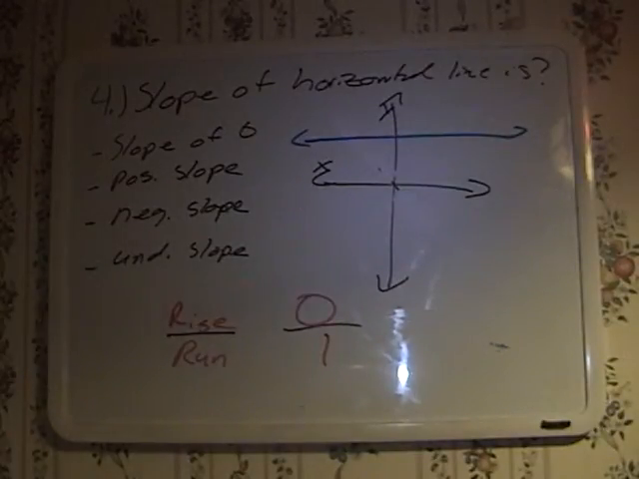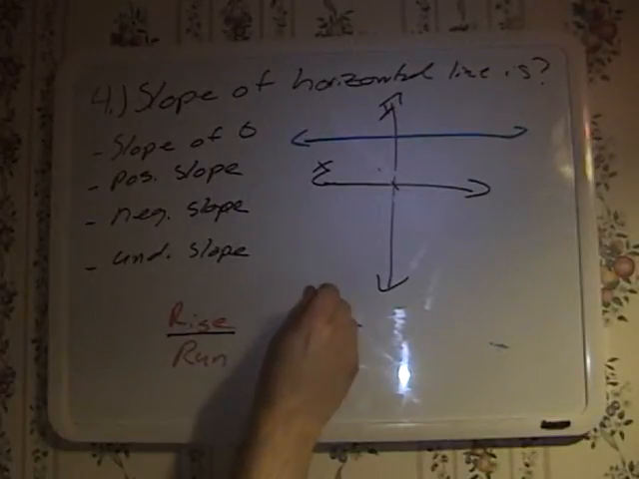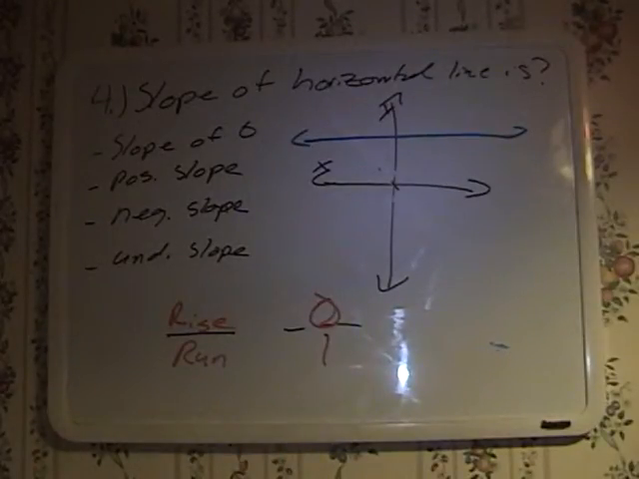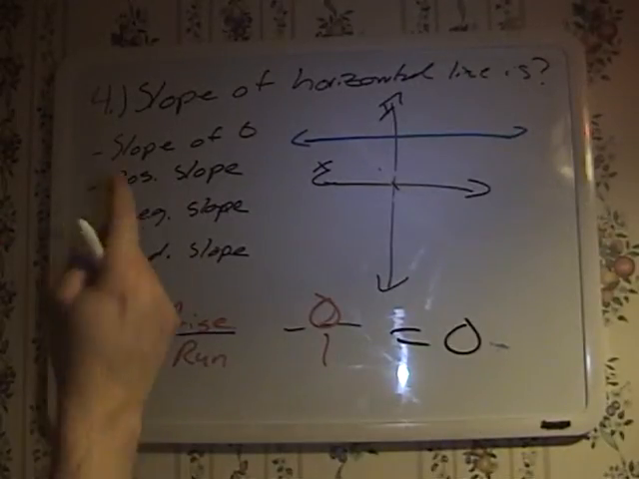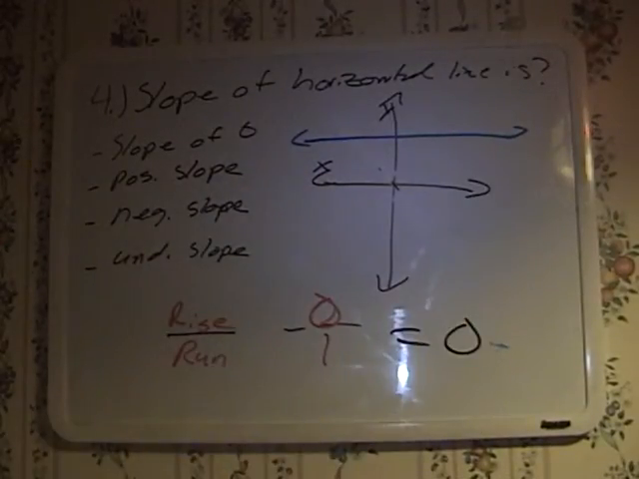I should have written that in a different color. Sorry, didn't mean to confuse anybody. We represent no rise as a 0. So 0 divided by 1, 0 divided by anything is going to equal a big fat 0. So the slope for this and any other horizontal line is 0.